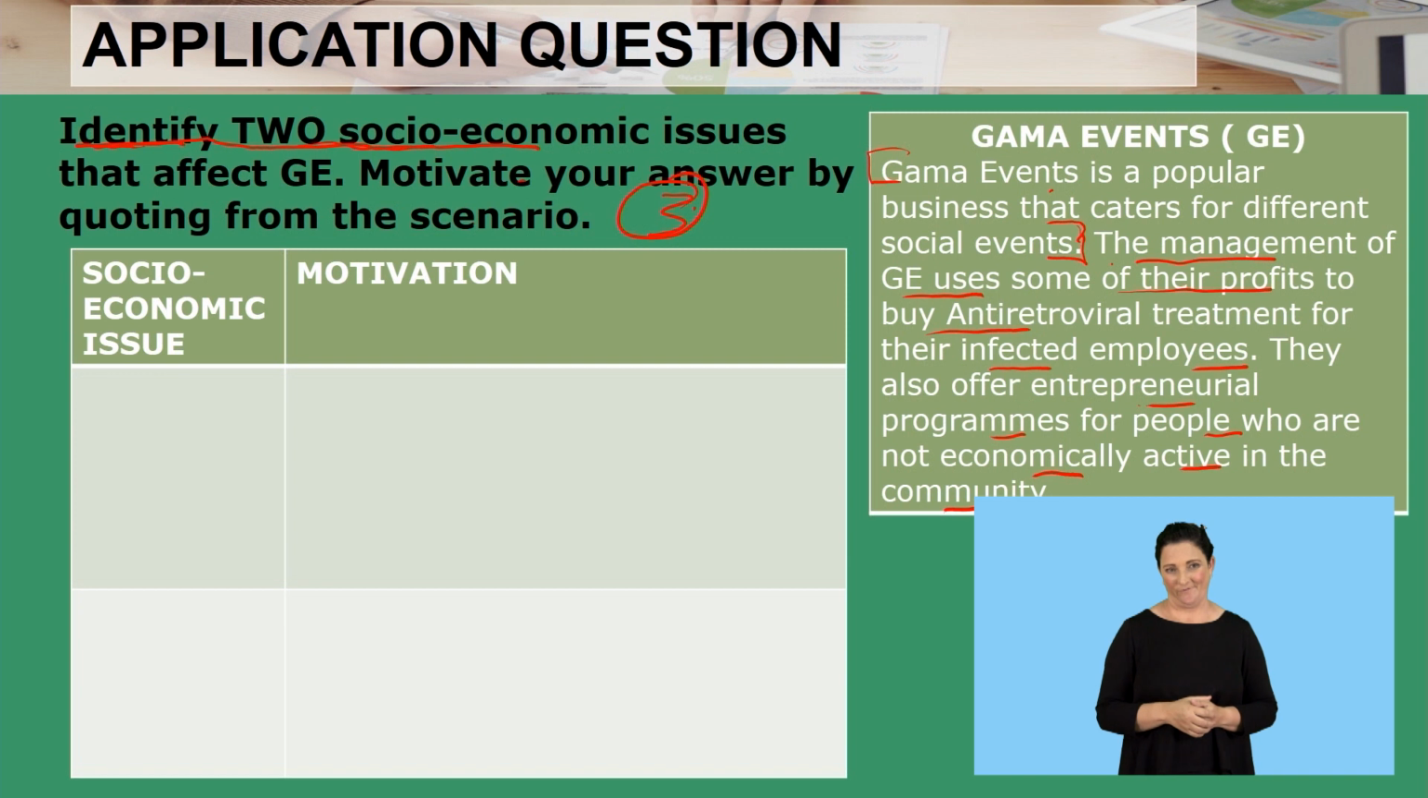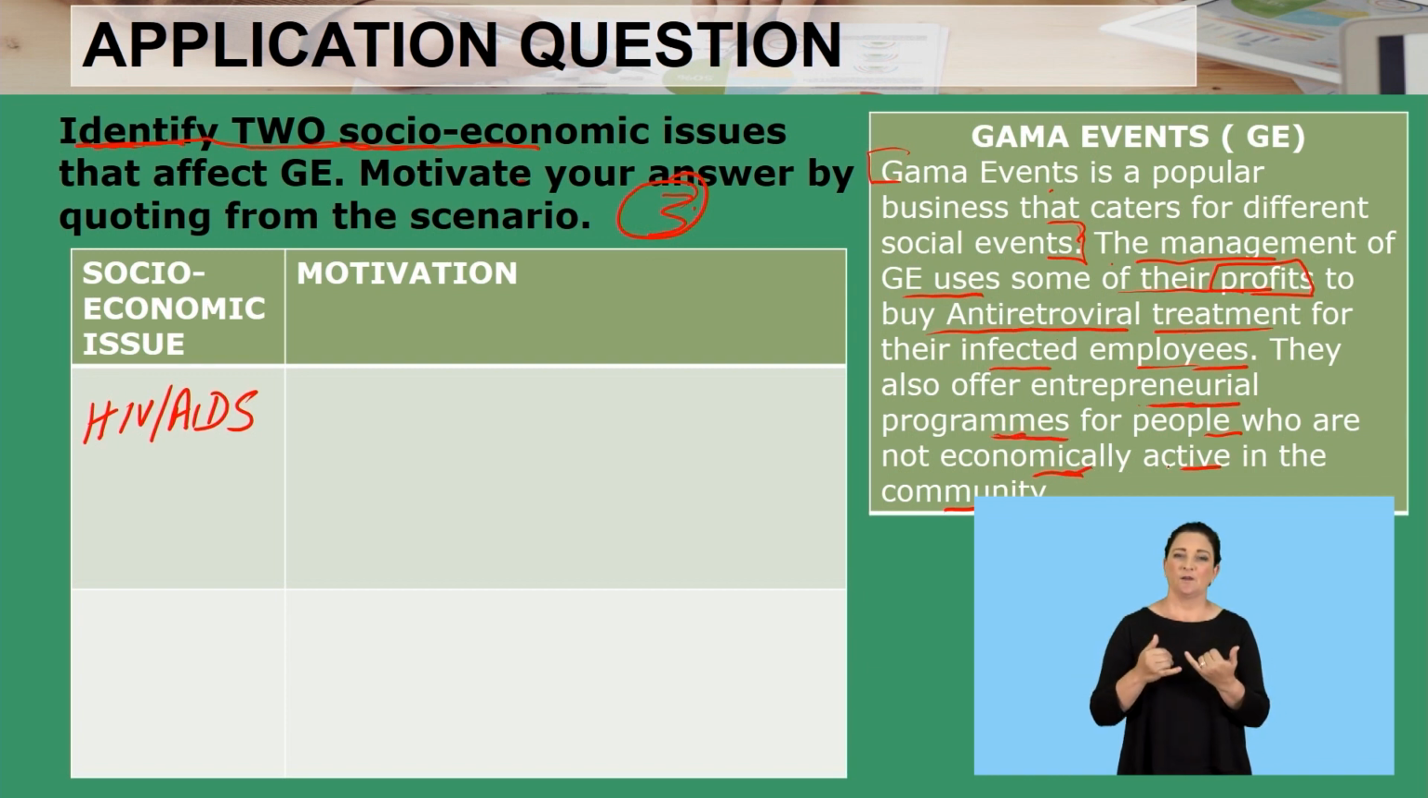Now, let's identify the socioeconomic issues that are affecting Gamma Events. As we are seeing here, they use their profit. Instead of growing the business, they are using their profit to show that they care for their employees by buying them antiretroviral treatments. So that talks toward dealing with a particular socioeconomic issue, which is HIV and AIDS. Then they also offer entrepreneurial programs for people who are not economically active, and this would help to reduce another socioeconomic issue, which is unemployment.